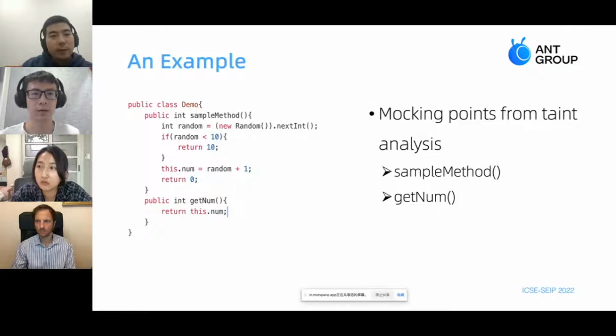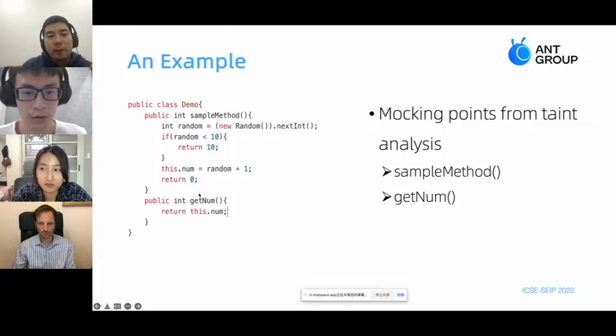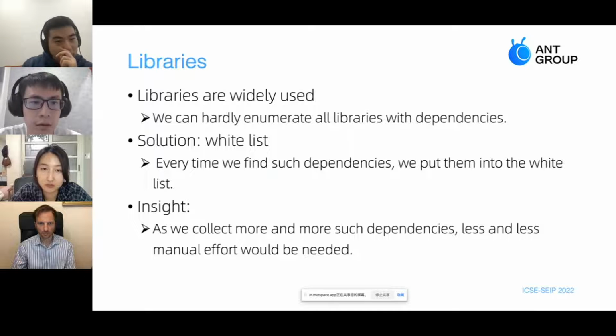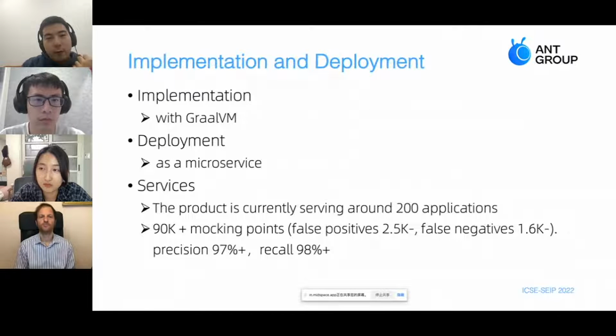So this is a small example from a random system function, where we can find two mocking points. The first is that both methods can be affected by the random value. I will not go into the details of it, but this is the effect of our work.